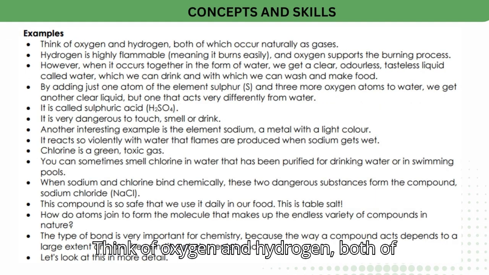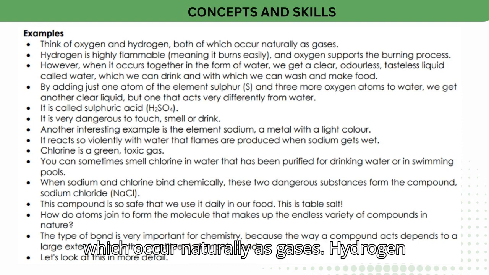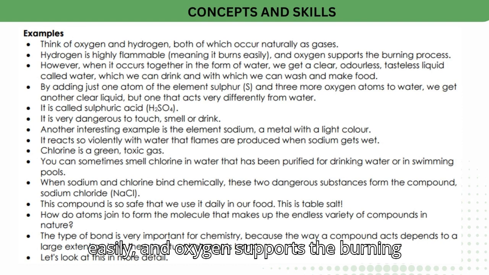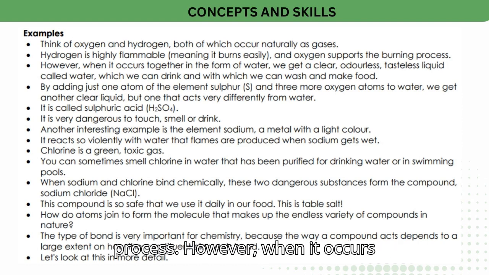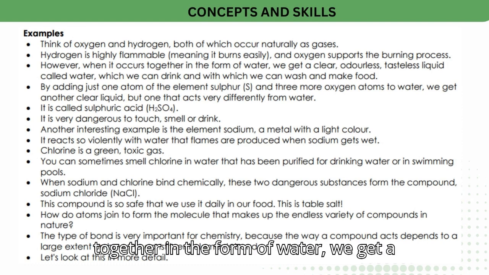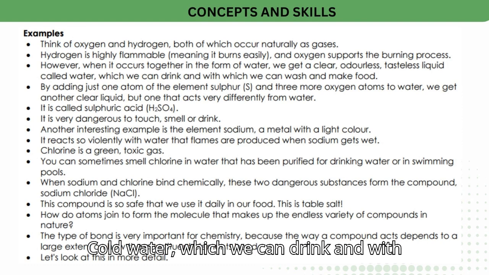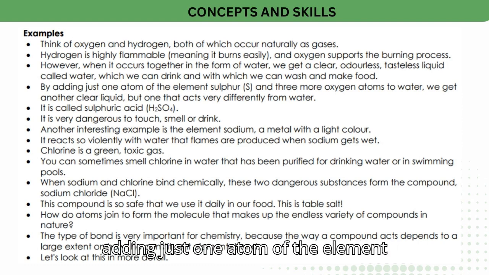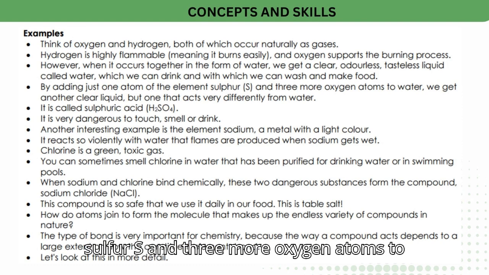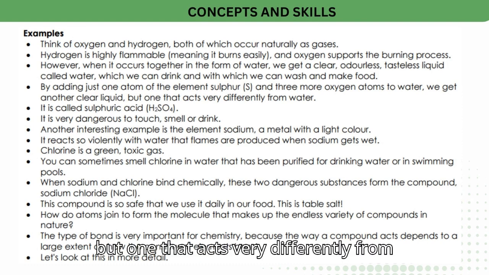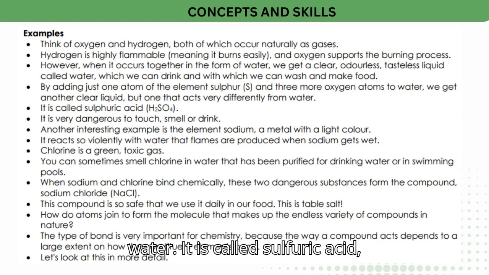Examples. Think of oxygen and hydrogen, both of which occur naturally as gases. Hydrogen is highly flammable, meaning it burns easily, and oxygen supports the burning process. However, when they occur together in the form of water, we get a clear, odorless, tasteless liquid which we can drink and with which we can wash and make food. By adding just one atom of the element sulfur, S, and 3 more oxygen atoms to water, we get another clear liquid, but one that acts very differently from water. It is called sulfuric acid, H2SO4. It is very dangerous to touch, smell or drink.